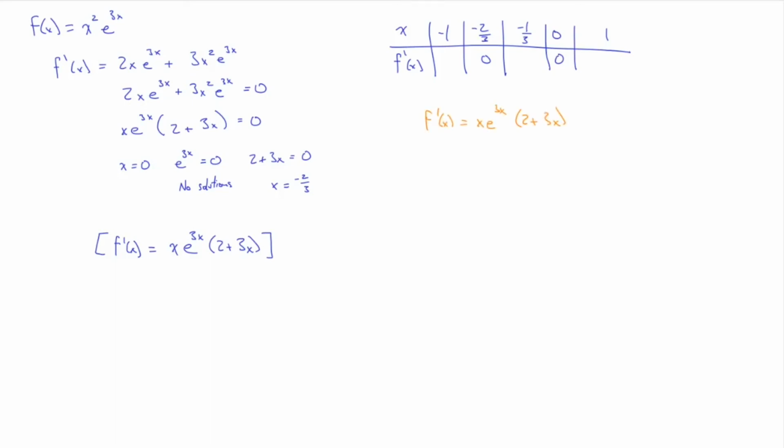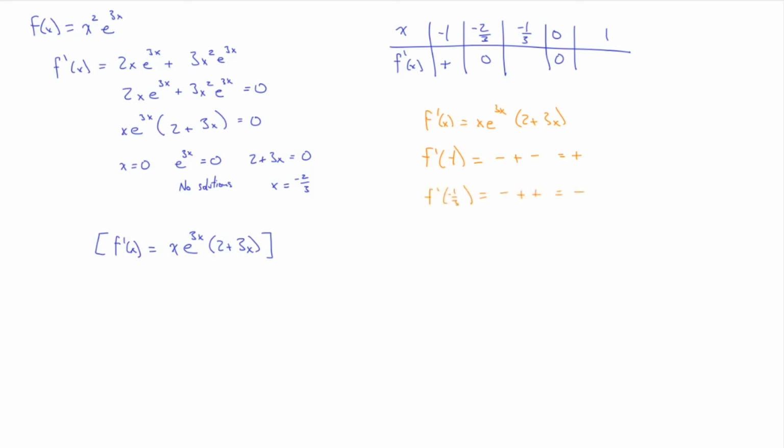We have our factored form of the derivative, and from that, it's easy to compute f prime of -1. When you plug -1 in for x, the x becomes negative because it's -1. E to the -3 is 1 over e cubed. That's a positive number. E to anything is always a positive number. And then 2 plus 3 times -1 is a negative number. So we get a negative times a positive times a negative, and that's a positive. And so the derivative is positive at x equals -1.